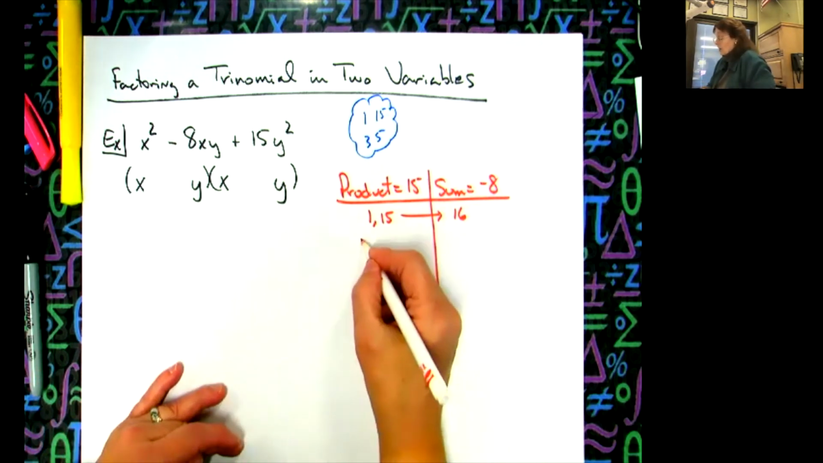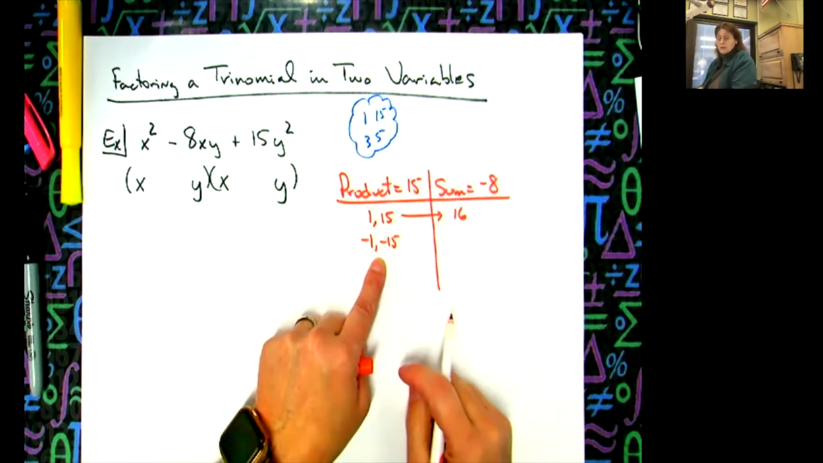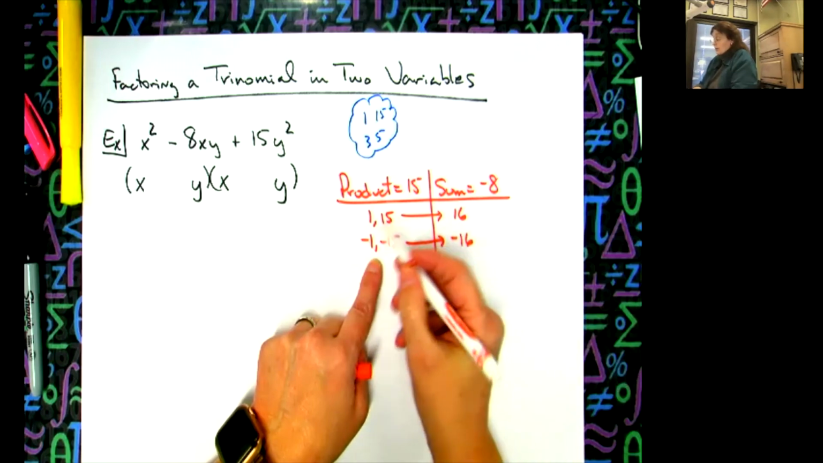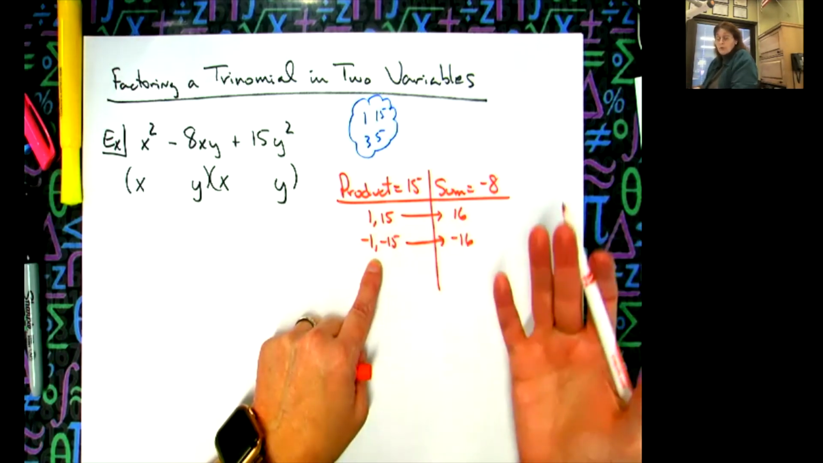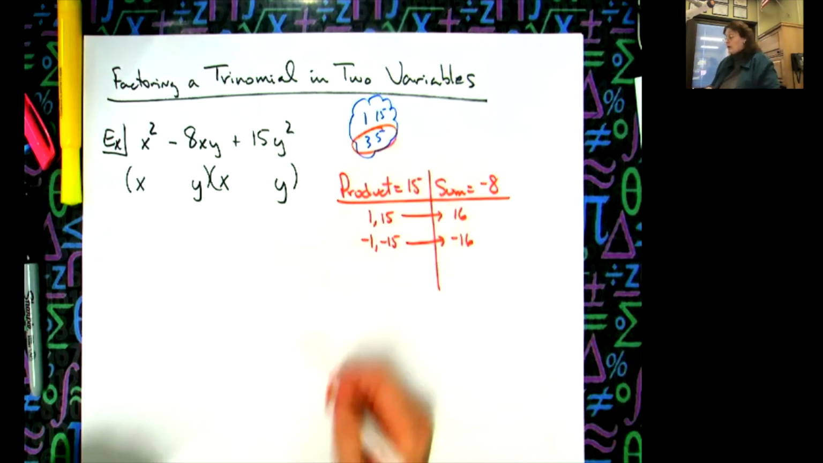Okay, so in other words, a negative 1 times a negative 15 still gives me the positive 15. But when I add, I get the negative 16. So we don't want to try any of them that's just positive. This tells me they both have to be negative. So let's just jump to the one that we know has got to work.